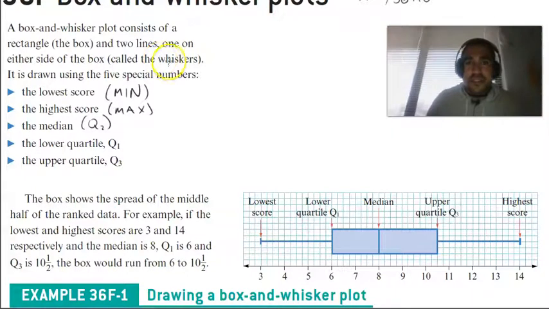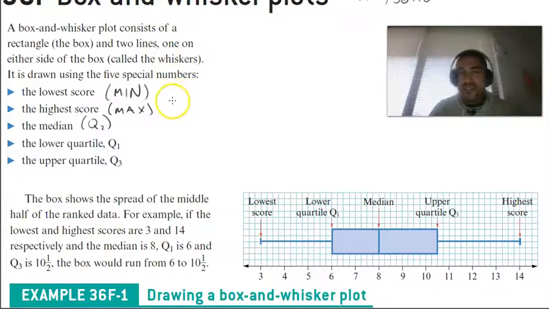Where was I before the thunder rudely interrupted, and my wife? No, I'm kidding. So the box shows the spread of the middle half of the ranked data. Let's take this example here. If the lowest and highest scores of a certain data set are 3 and 14, and we have our median as 8, our Q1 as 6.